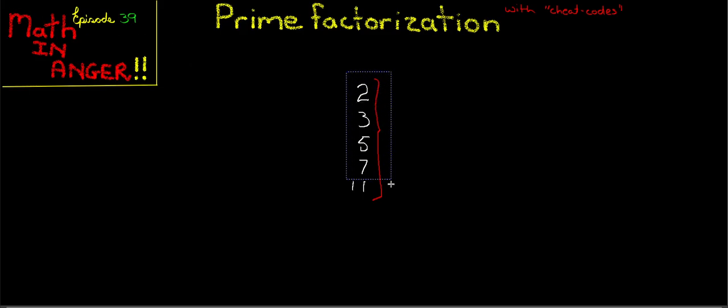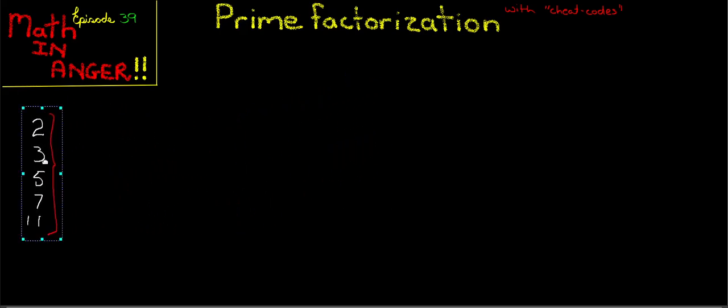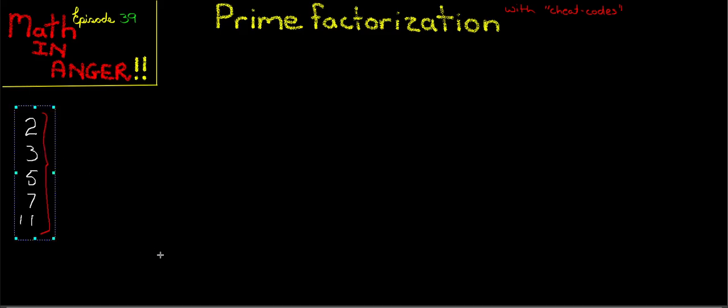Keep that in mind because we're going to get back to these. But we're going to do a couple of examples with prime factorization. Let's take a look at something like 90.